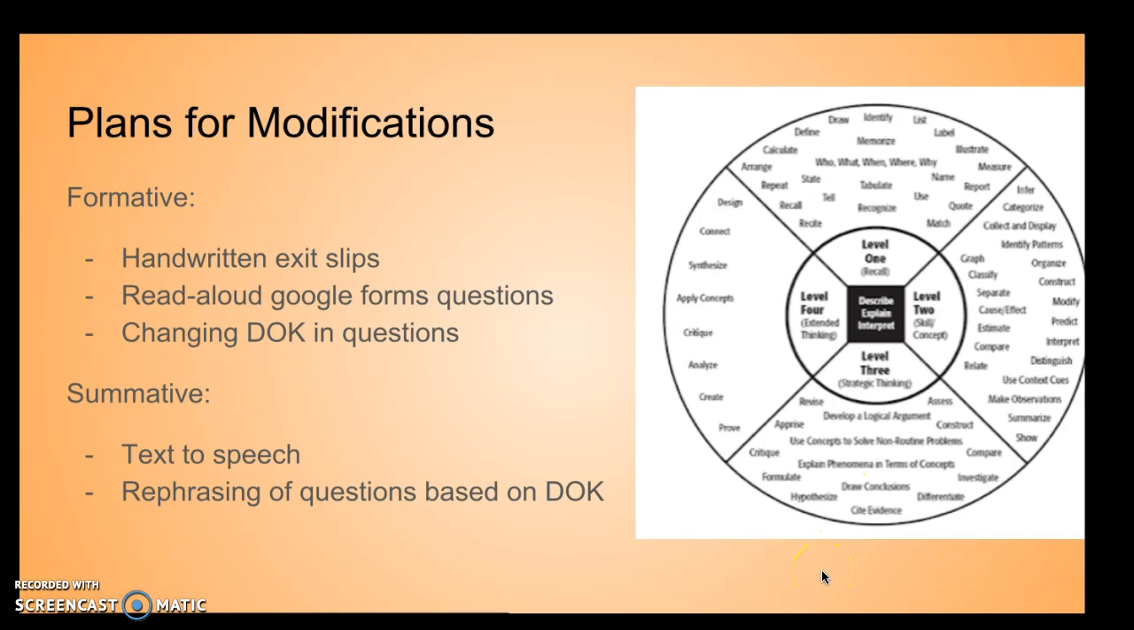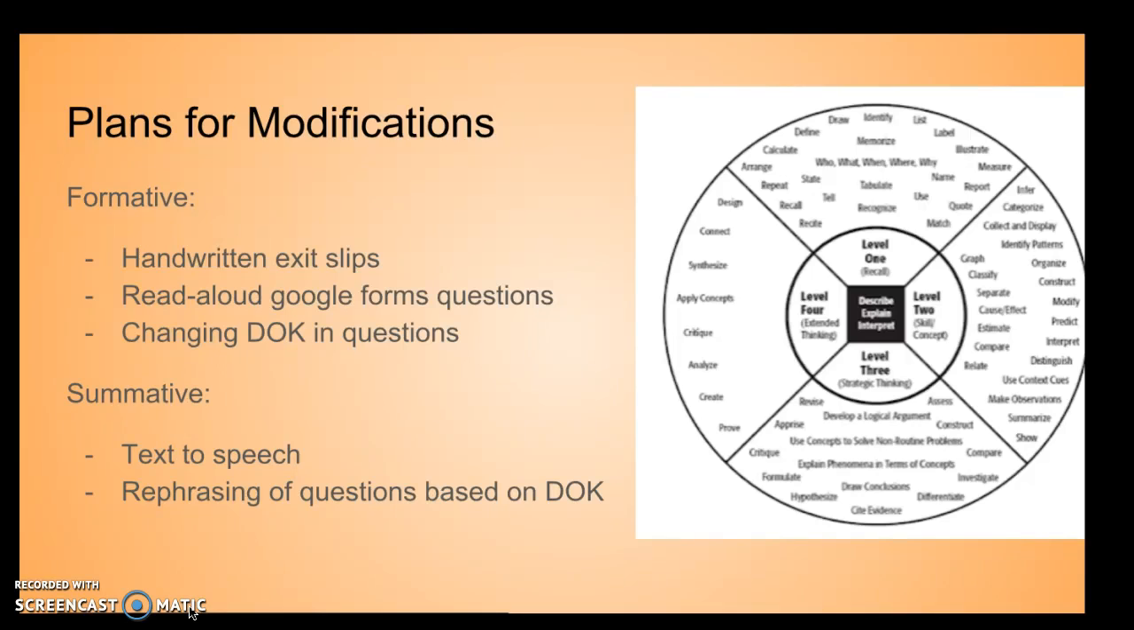As far as plans for modification, so for formative assessments, if students needed handwritten exit slips, that could absolutely be made possible. Things like me reading the question aloud, making it easier for students to listen and have that auditory listening experience for helping them answer a question, and things like changing the depth of knowledge in the phrasing of my question. So this picture shows the depth of knowledge chart. I could use more level 1 questions or more level 2 or 3 or 4 questions based on where my students are at in that unit and things like that.